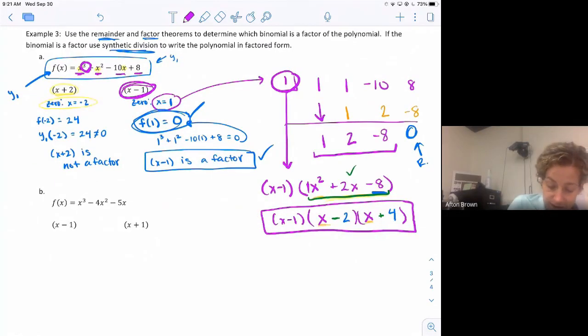Kind of another heads up, another thing to check. This original was a degree 3, so I expected 3 factors, 1, 2, 3. So I have it in 3 separate factors. So now I'm done. I've got that quadratic written in factored form.